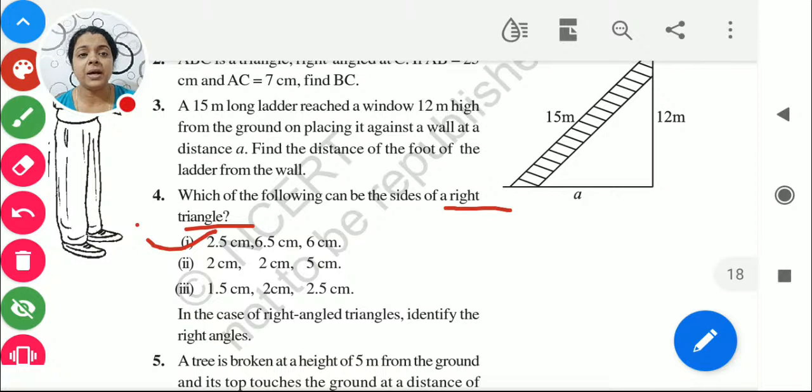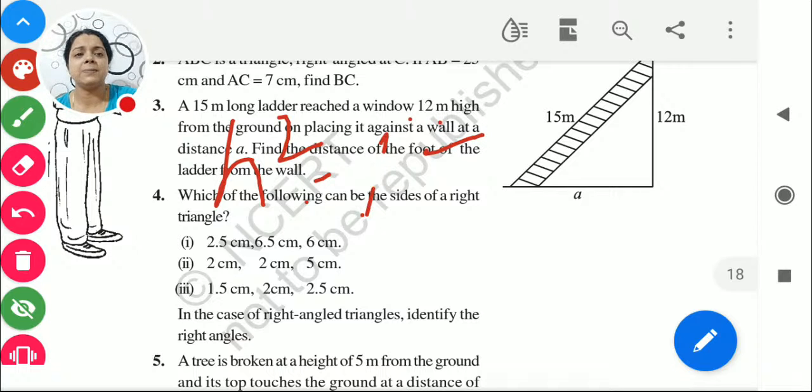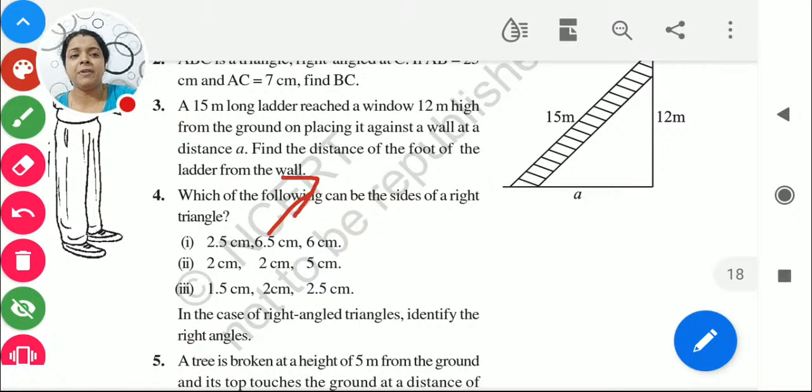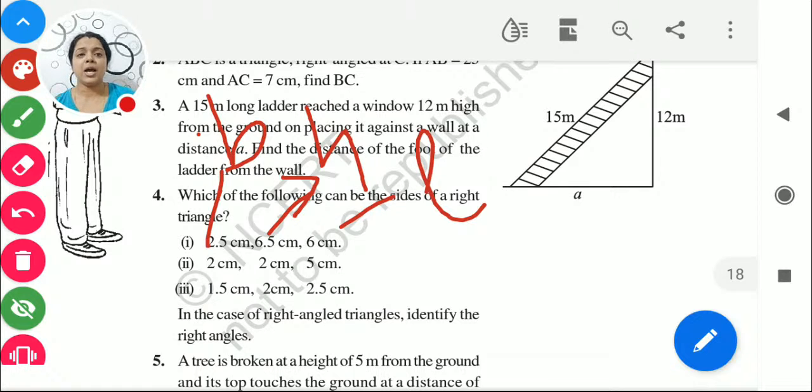So what does it mean? When we talk about Pythagoras, it always says H square is equal to L square plus B square. So which is H? Undoubtedly H will be the highest number. So 6.5 is the highest number, so it will be H. 6 will be L and another one will be B. Now with the help of all these three, you need to find them out. Just try to solve them and then you will easily get to know what the exact answer comes.